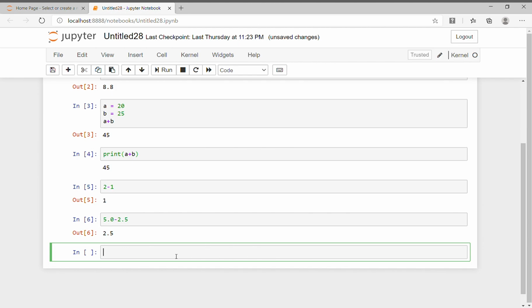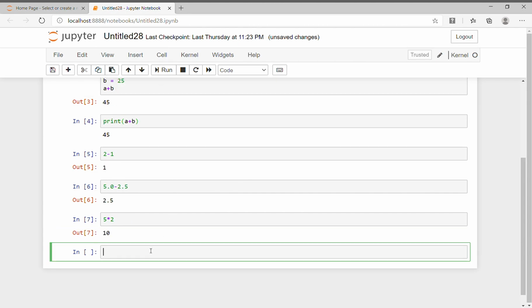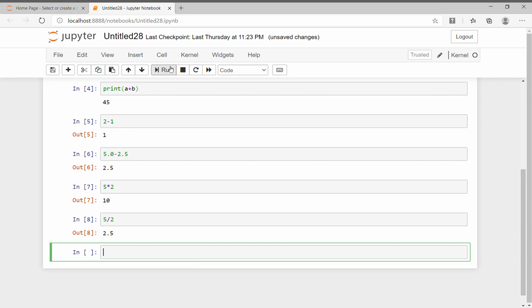Similarly, next we have the multiplication operator. In this operator we are going to multiply two digits, like 5 multiply 2. It will give me 10. Next we have the division operator, like if we divide 5 divided by 2, the value will be 2.5.